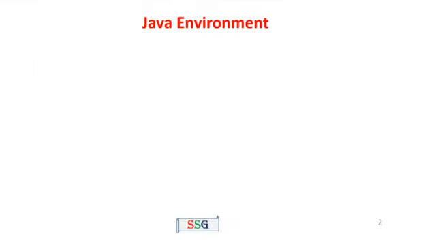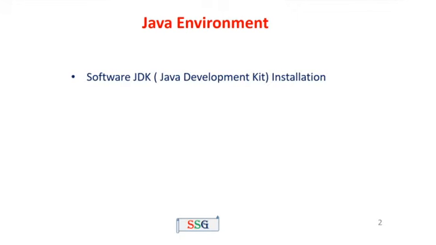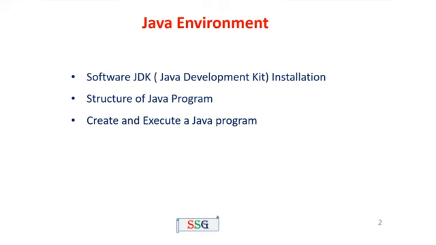The Java environment focuses on the following 4 points. First one is software JDK installation, that is Java Development Kit installation. Second one is the structure of Java program. Third one, create and execute the Java program: how to create a simple Java program and execute it. Fourth one, that is the comparison between the JDK, Java Development Kit, Java Runtime Environment, and Java Virtual Machine.